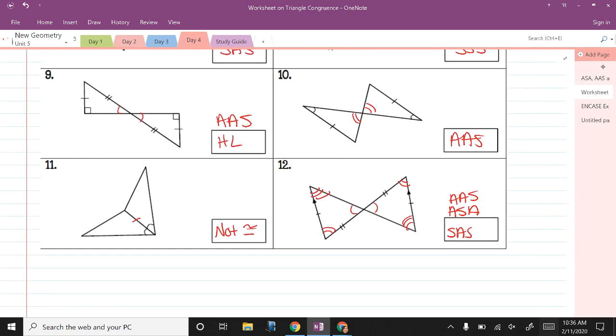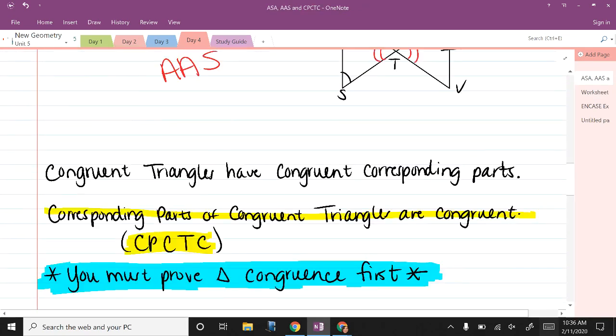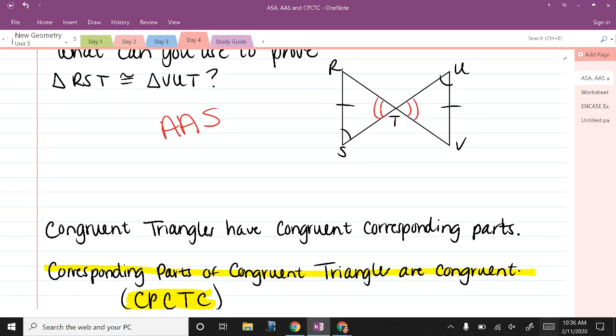All right, back to notes. So on your notebook paper, write this down. We already talked about this in our intro last week to corresponding parts of congruent triangles. But congruent triangles have congruent corresponding parts. Okay? So there's a rule in geometry that says corresponding parts of congruent triangles are congruent.